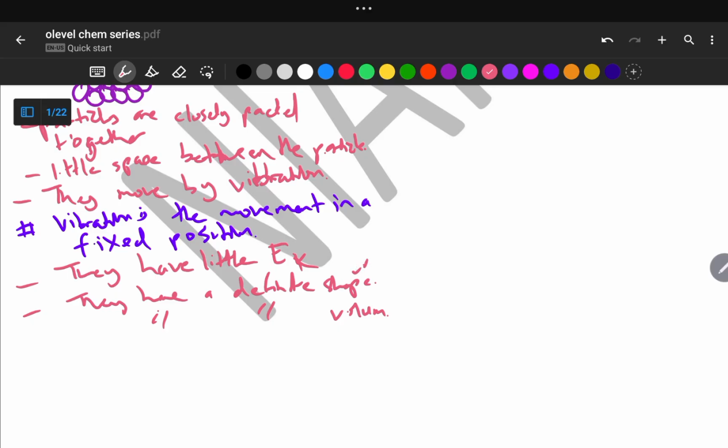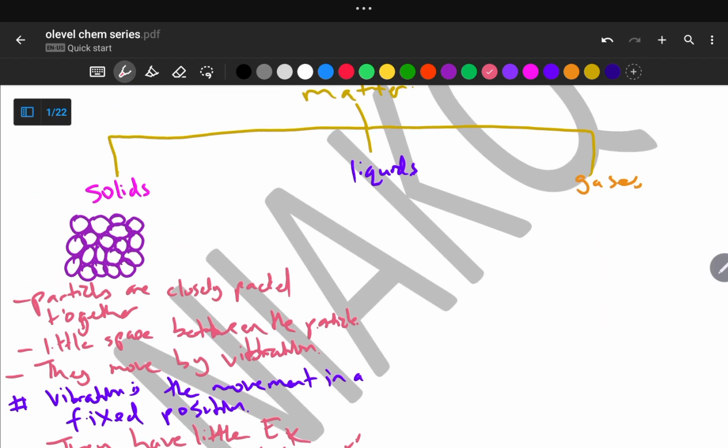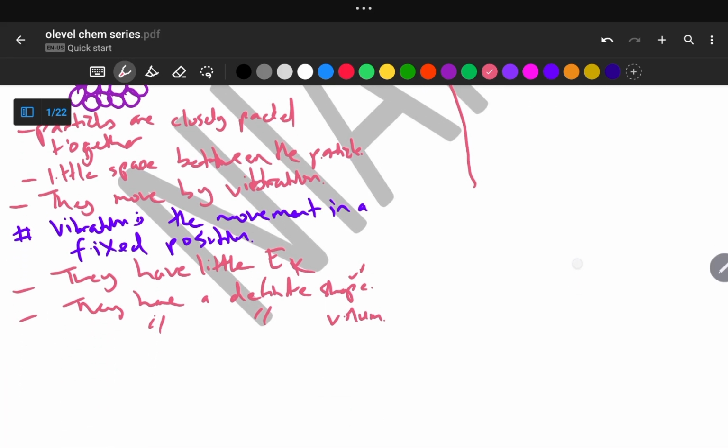Are we together? So we are done with the solid phase. This is what you need to know for the solid phase. The particles are closely packed together. They move by vibration, defined as a movement in a fixed position. They have kinetic energy, a definite shape, and a definite volume. The shape and volume are held by the strong electrostatic force of attraction between the particles.